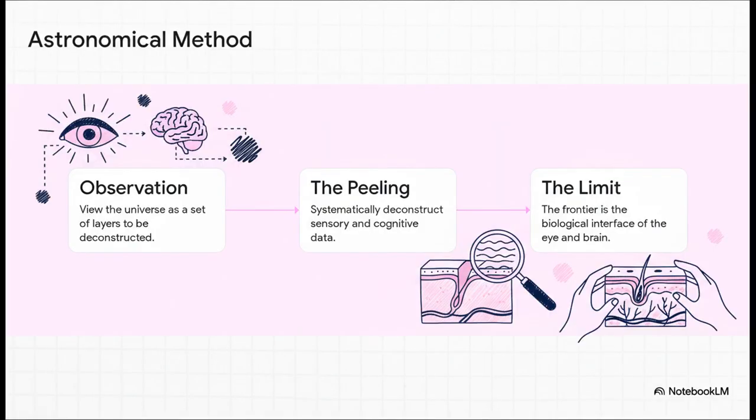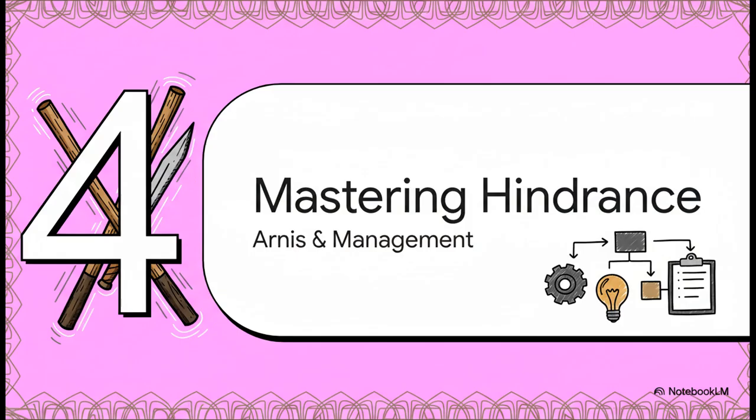So, the process of astronomy suddenly looks a lot like anatomy. Step 1 is just observation. Step 2 is the peeling, taking apart all that sensory data. And step 3, the final limit, the cap, well, it's not in deep space. It's right here. It's the biological connection between our eyes and our brain. That's the real frontier.